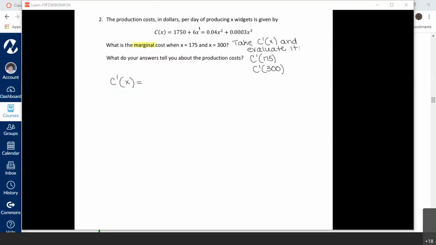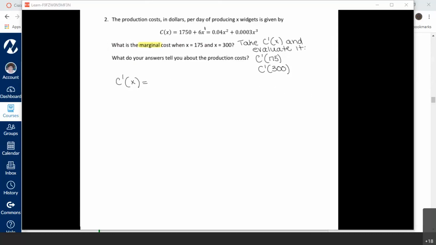Now again, if I show more steps than you would show, that's fine. I'm trying to show as many steps as I can so I don't lose people, but don't feel you have to show as many steps as I'm showing. The first thing I notice here is 1750 is a constant, so that gives me a 0 in the derivative. The next term is 6x to the first: bring down the exponent, drop the exponent by 1.